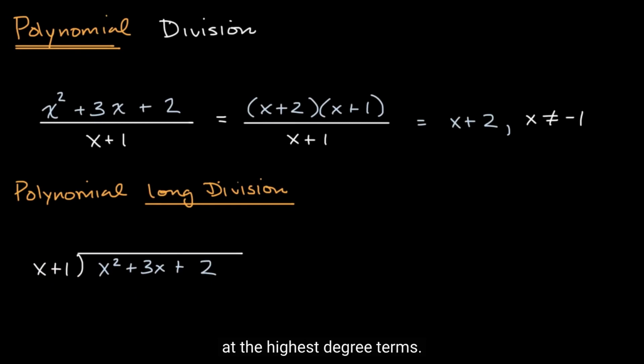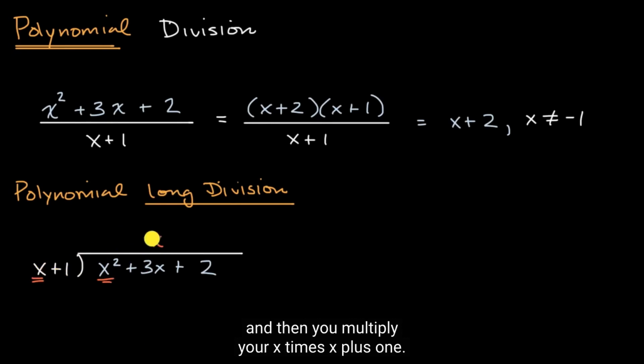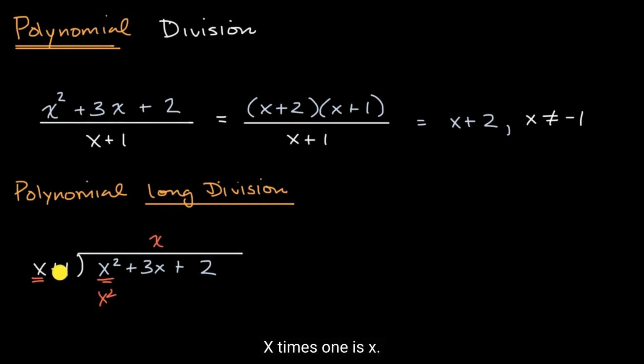But you look at the highest degree terms. You say, okay, I have a first degree term and a second degree term here. How many times does x go into x squared? Well, it goes x times. So you put the x in the first degree column, and then you multiply your x times x plus 1. x times x is x squared. x times 1 is x. And then you subtract this from that.